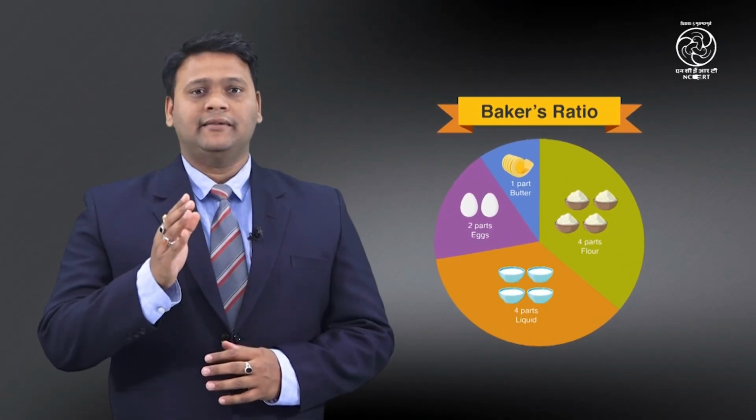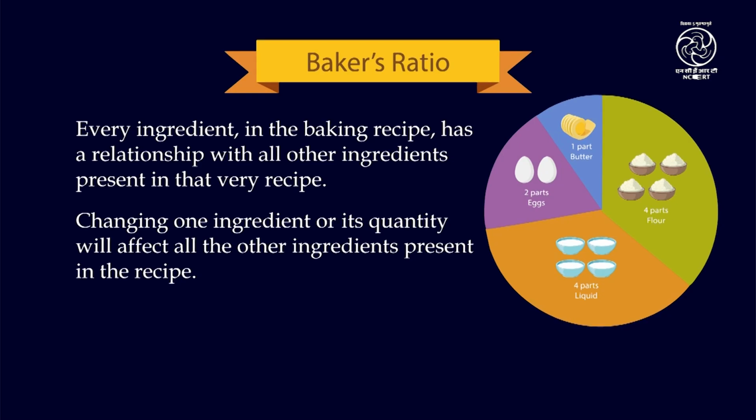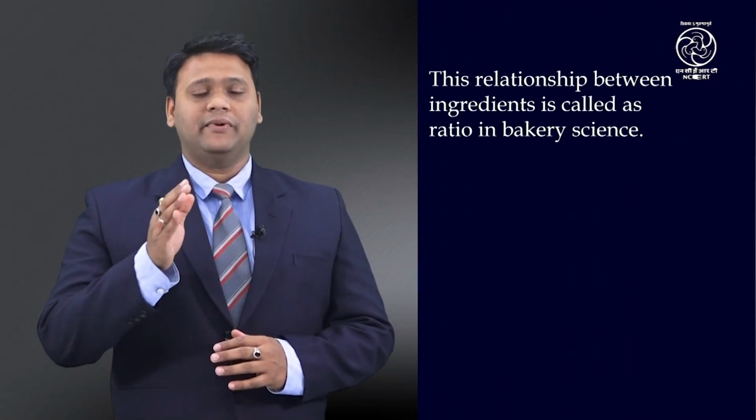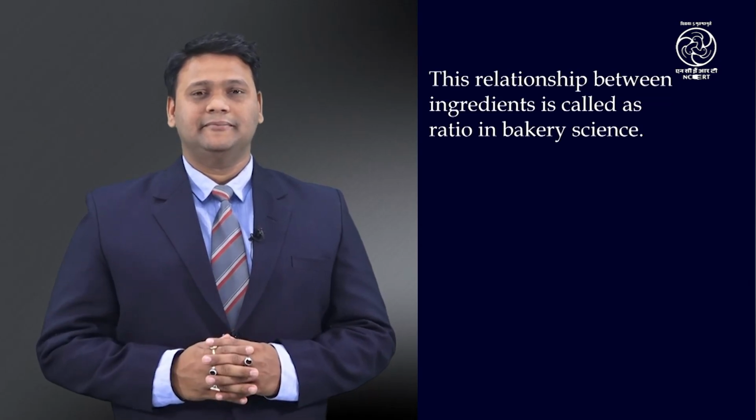Second is Baker's ratio. Every ingredient in the baking recipe has a relationship with all other ingredients present in the very recipe. Changing one ingredient or its quantity will affect all the other ingredients present in the recipe. It is because of chemical reactions occurring due to the interaction of ingredients in baking. This relationship between ingredients is called ratio in bakery science.